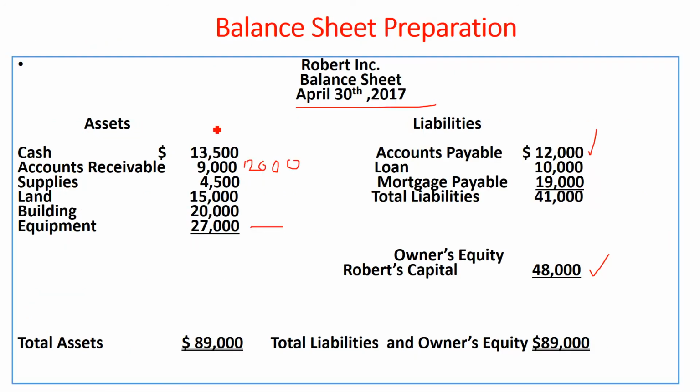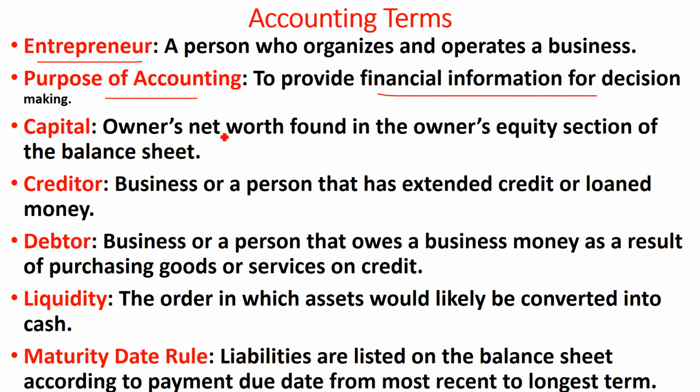See, on the basis of the balance sheet and the income statement, we make decisions. That is why these statements are important, or accounting is important. What is capital? Owner's net worth found in the owner's equity section of the balance sheet. See, assets is equal to liabilities plus capital. Liabilities you can say is the loan, but how much the owner is worth is called the capital. Creditor, a business or a person that has extended credit or loaned money. Debtor, a business or a person that owes a business money as a result of purchasing goods or services.